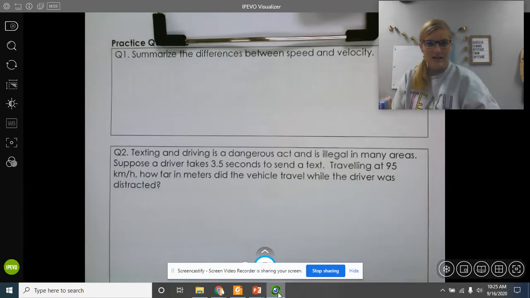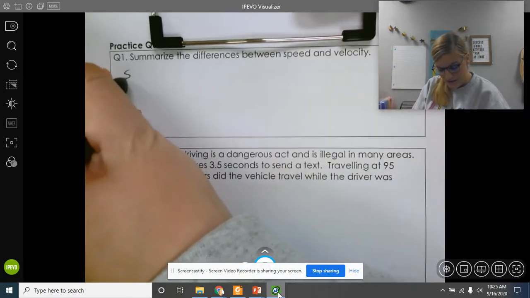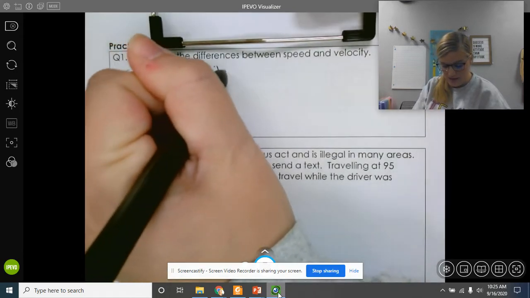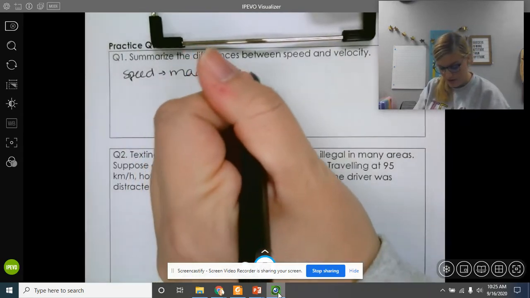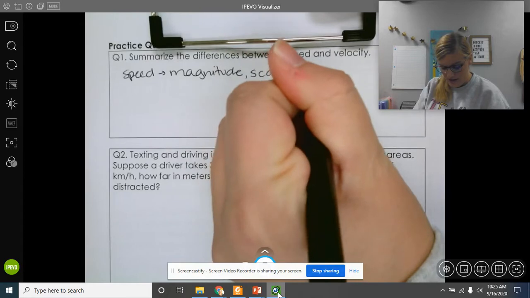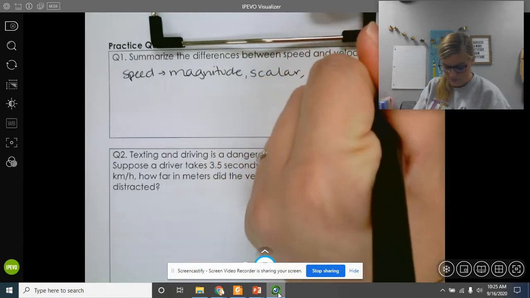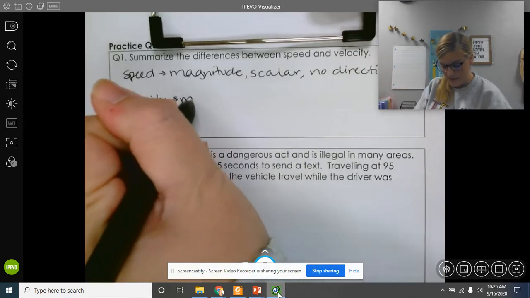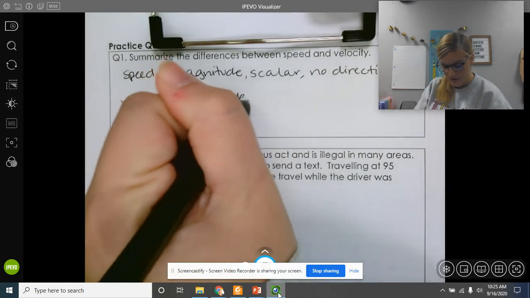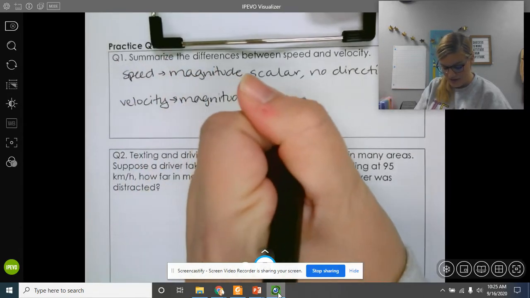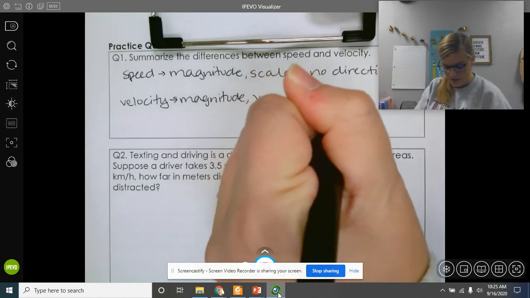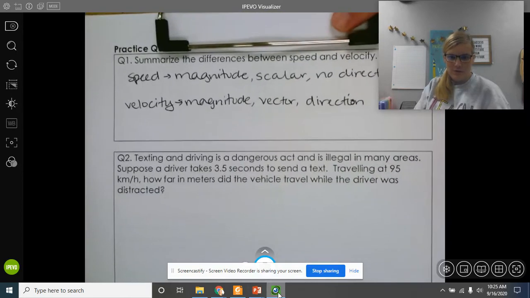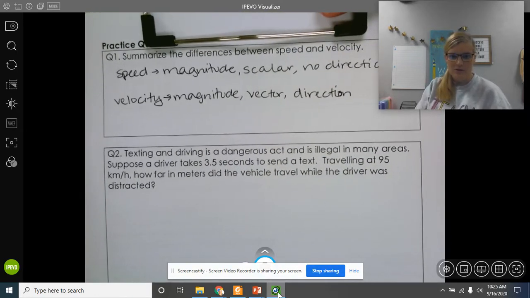So summarizing the difference between speed and velocity. Speed has a magnitude, meaning that there is a number that is associated with it. So it's a scalar and there's no direction. Whereas velocity has a magnitude, but it's a vector, which means that we have a direction associated with it. So that one's pretty straightforward, but it's really good to make sure that you know the difference between those two.